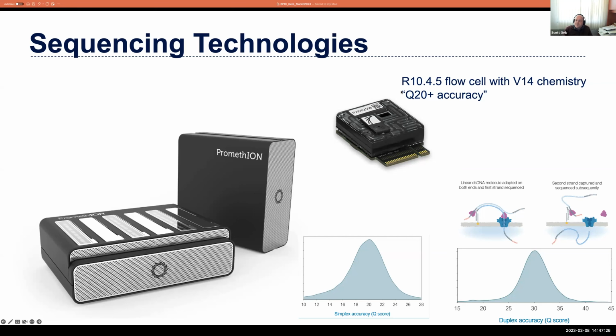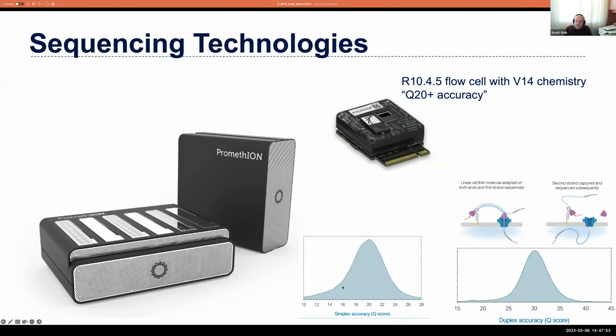And I don't know who names this stuff. Their current flow cell is the 10.4.5 flow cell with V14 chemistry. Why they just don't call it the V14 flow cell to match it with the chemistry, I don't know. And it gives Q20 accuracy. So this is a distribution of what the reads would look like from this. We have a machine in our house. This is what our data looks like as well.